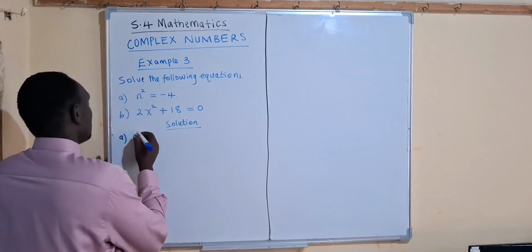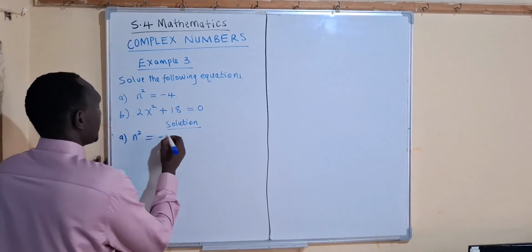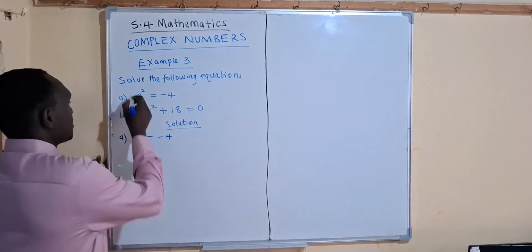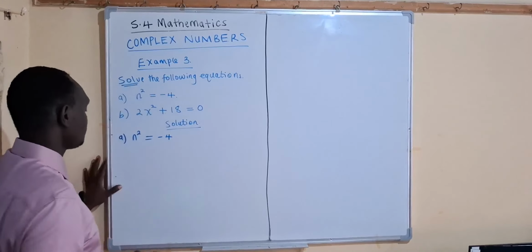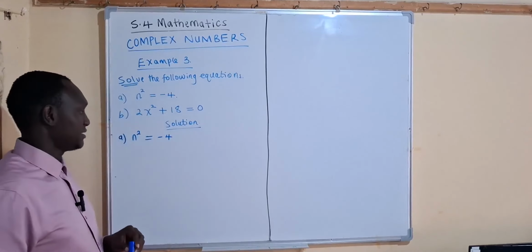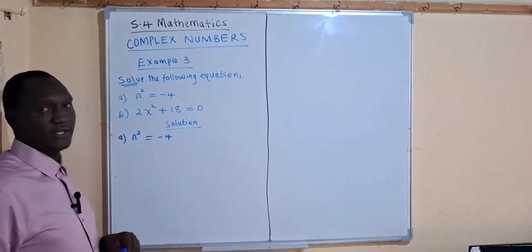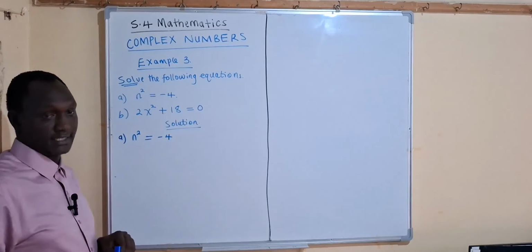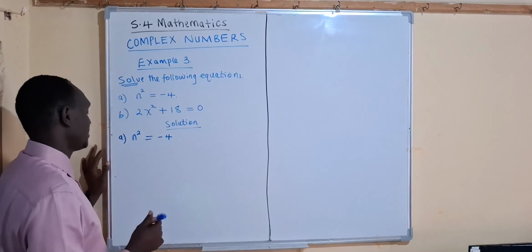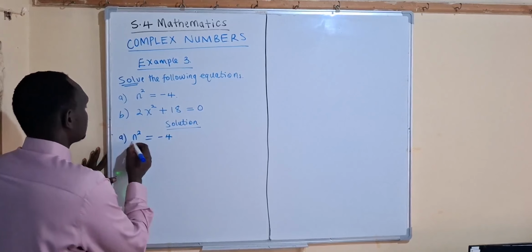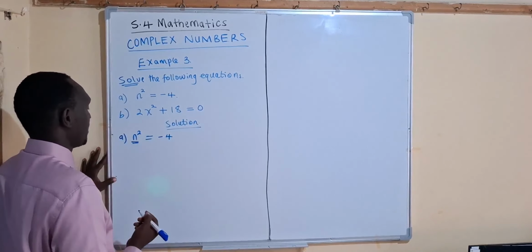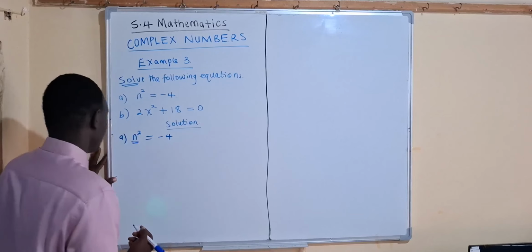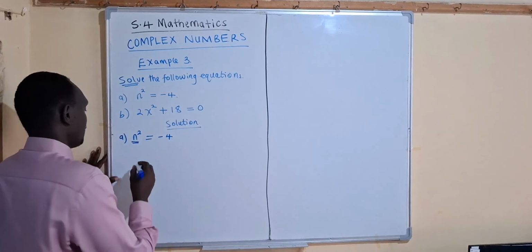it is saying n squared equals -4, and they're saying solve the following equation. So the solution to this will be the values of n in this case. To make it easier, we are going to try to make n the subject of the formula so that we get the values of n.